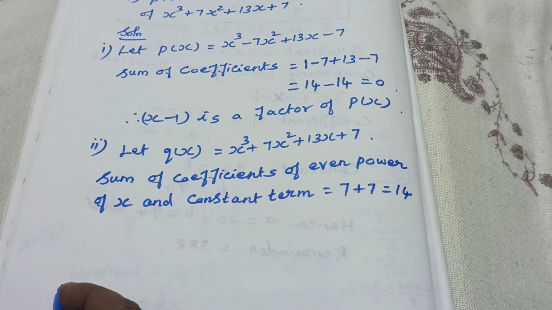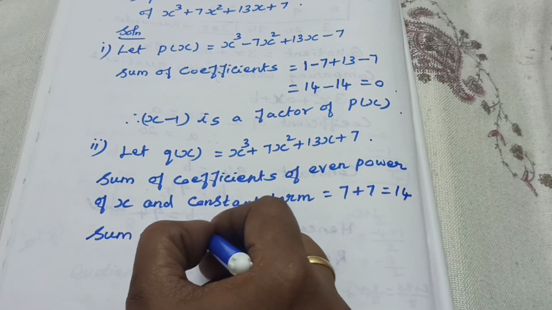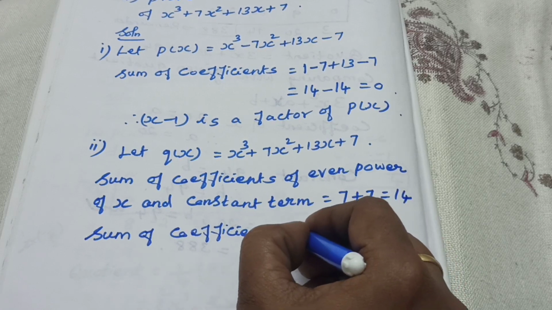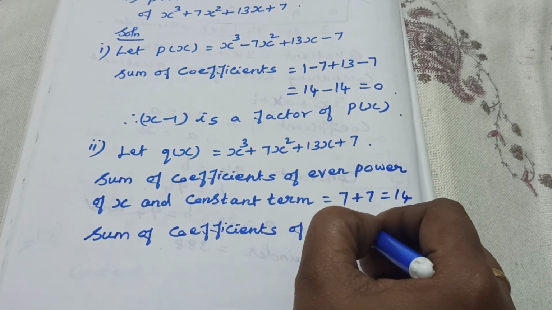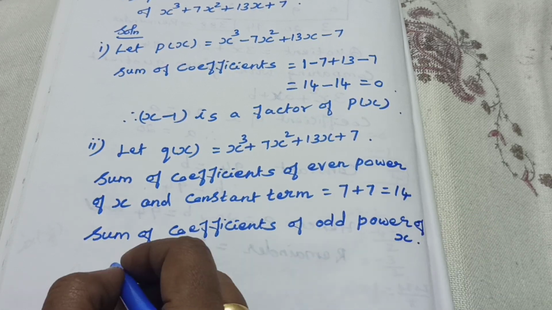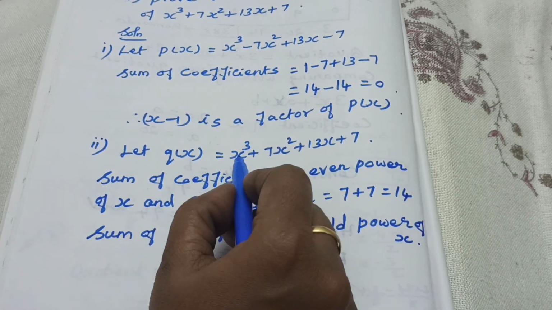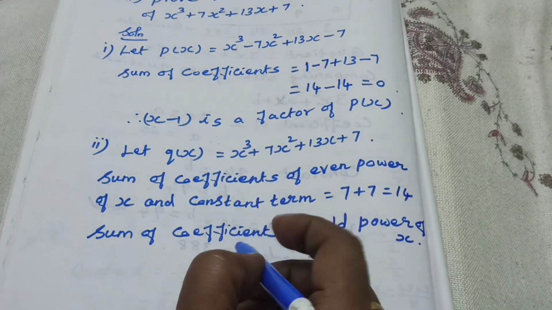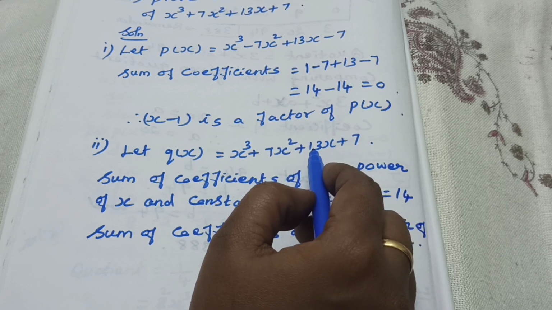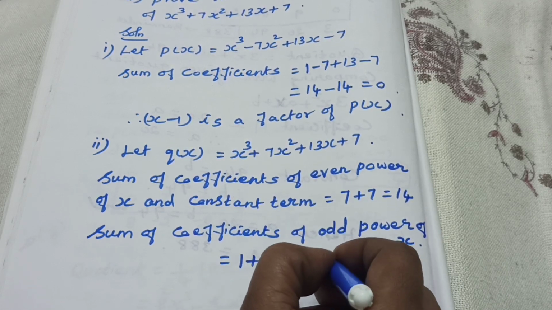Am I correct? Then next one, the sum of coefficients of odd power of x. Which is the odd power? x cube, the coefficient is 1. Then next one, x power 1, that is an odd power, and the coefficient is 13. 1 plus 13 is equal to 14.